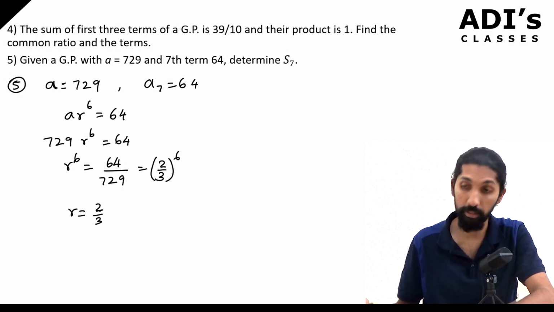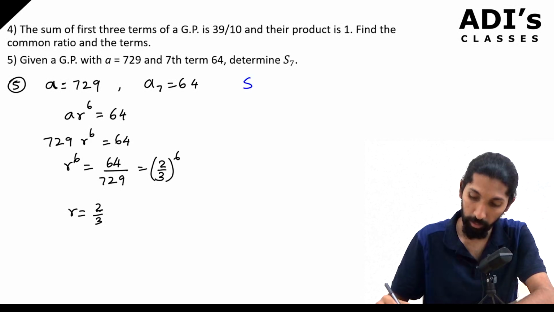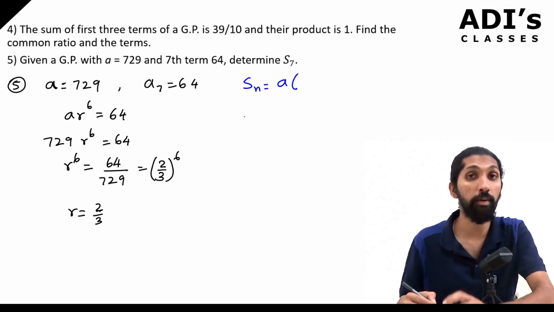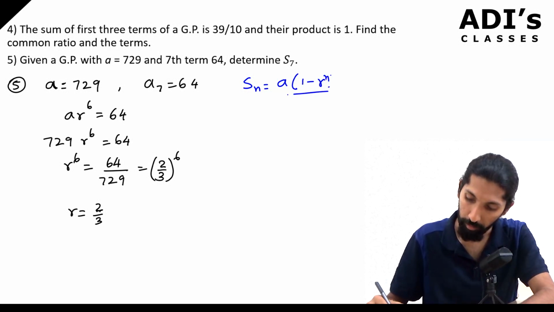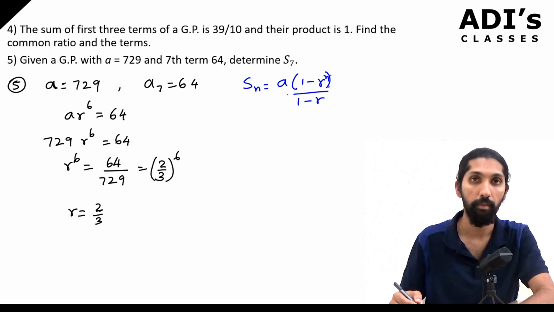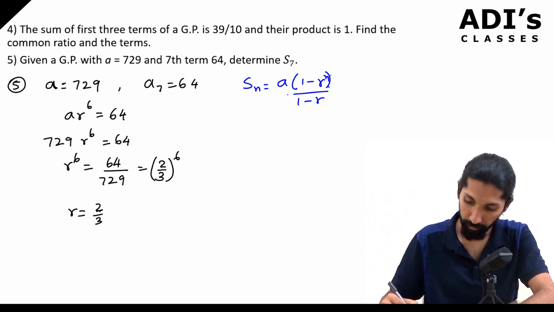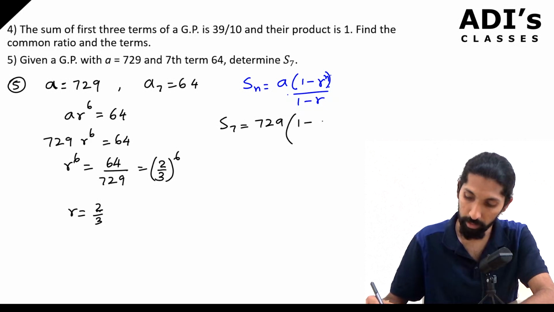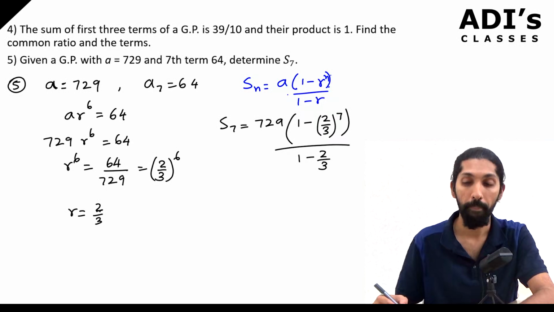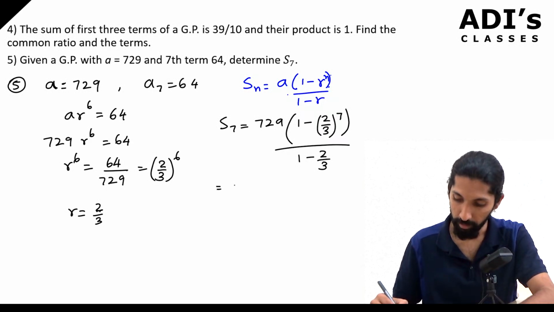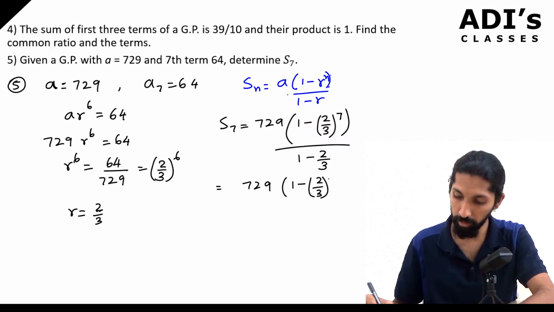Now they're asking you S7. Sn is equal to A into, now R value is less than 1, so 1 minus R power n by 1 minus R. Put n as 7. S7 is equal to 729 into 1 minus 2 by 3 whole power 7 by 1 minus 2 by 3. Okay, so let's simplify.